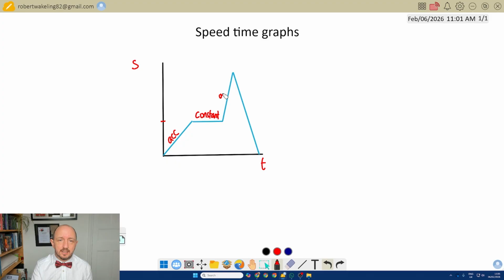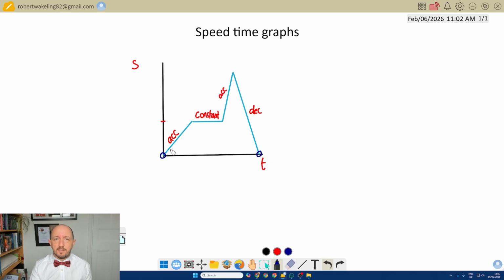We accelerate again to this point, and then we start to decelerate until we get to stopped down here. So these 2 points here are actually when this object has stopped.